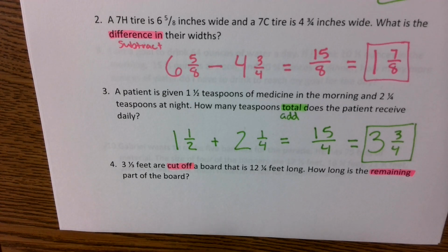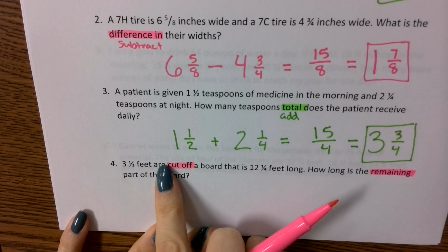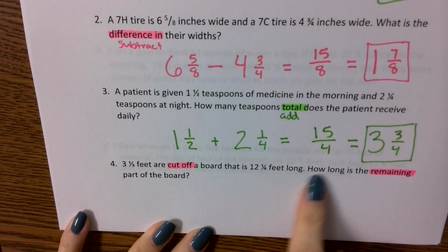Now, what order are we subtracting? Are we doing 3 1/3 minus 12 1/4? Are we doing 12 1/4 minus 3 1/3? What order are we subtracting? Noah? 12 1/4 minus 3 1/3. Yes, very good. Because we're taking 3 1/3 off of this board.